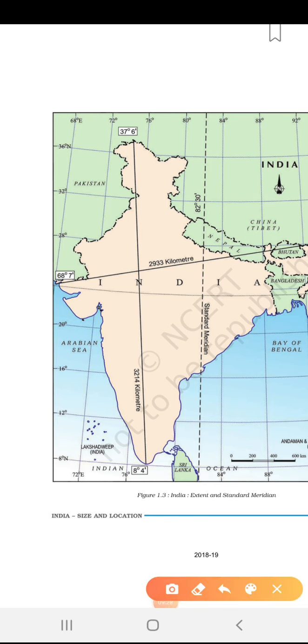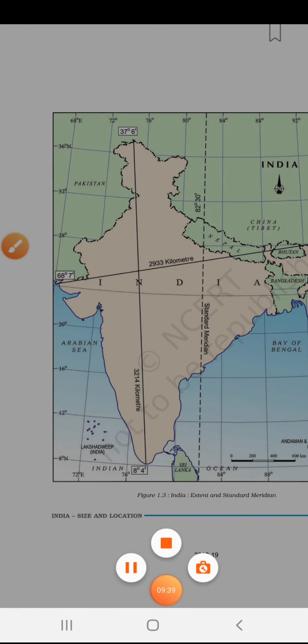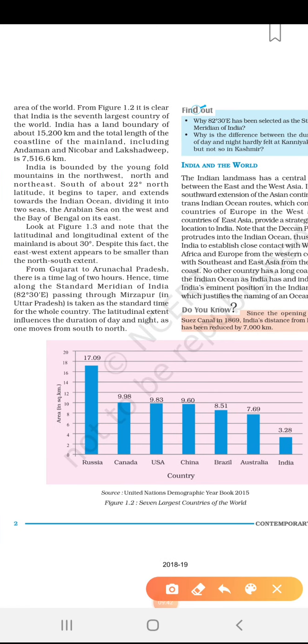Always remember, the east to west extent appears smaller than the north to south extent. From Gujarat to Arunachal Pradesh, there is a time lag of 2 hours. Since we cannot afford two different timings, we have adopted a standard meridian, called IST, and this is measured with the help of the longitude which passes through Mirzapur in Uttar Pradesh. Okay. Now we are going to talk about India and the world. That is the third point.